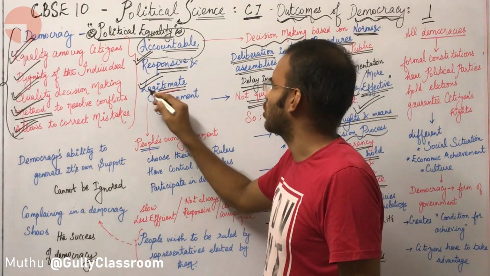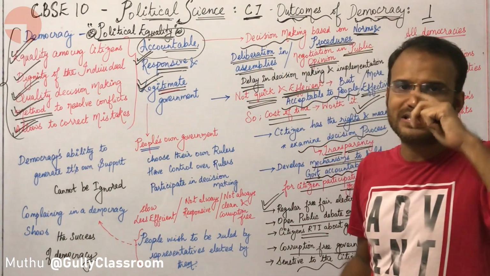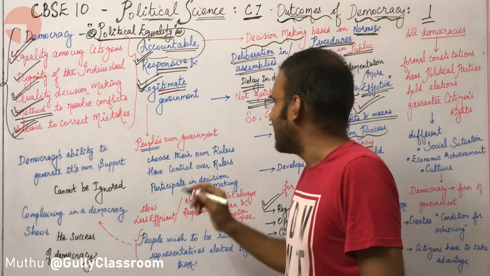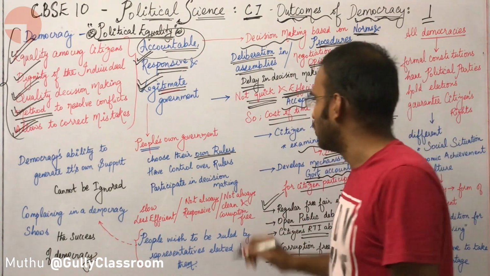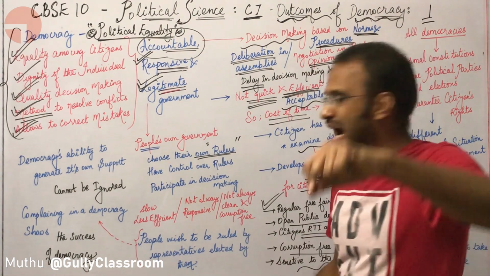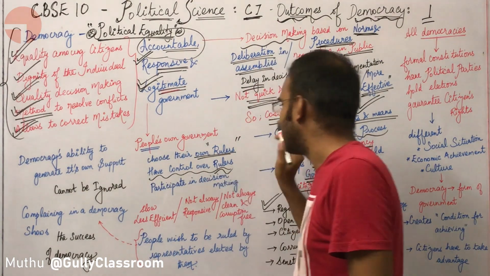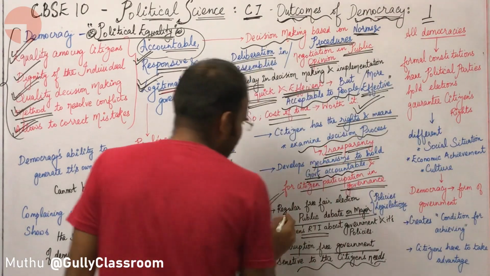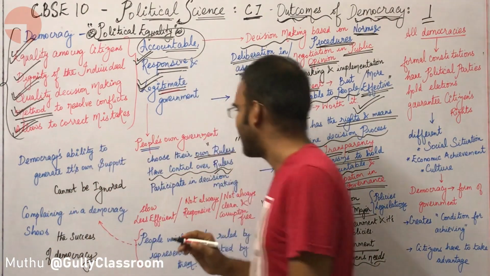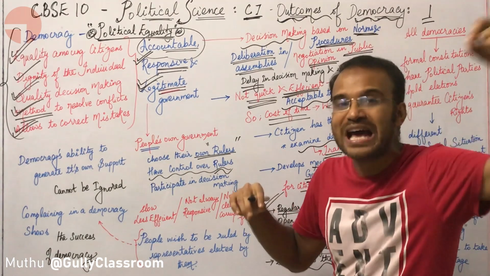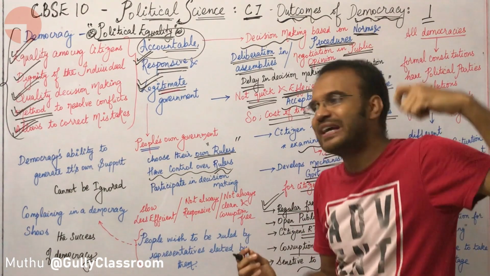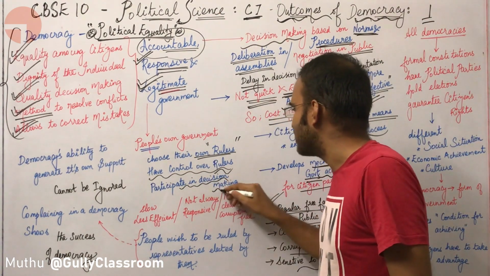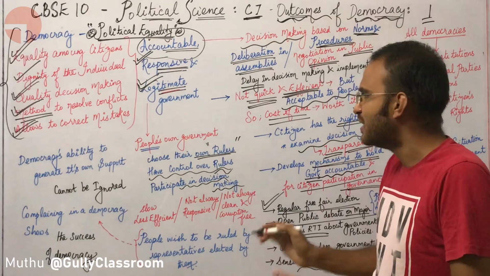Sir, please talk about legitimacy. Legitimacy means what? A government with legitimacy. People will select their own rulers, their own representatives, and these people will have control over their representatives. How will there be control? Because we are always holding free and fair elections. Because of free and fair elections, the people will always have control over their representatives.